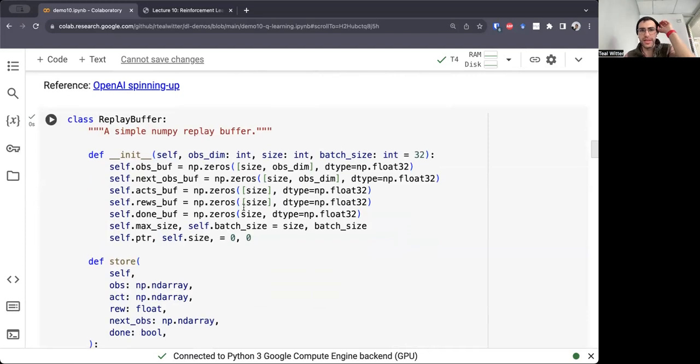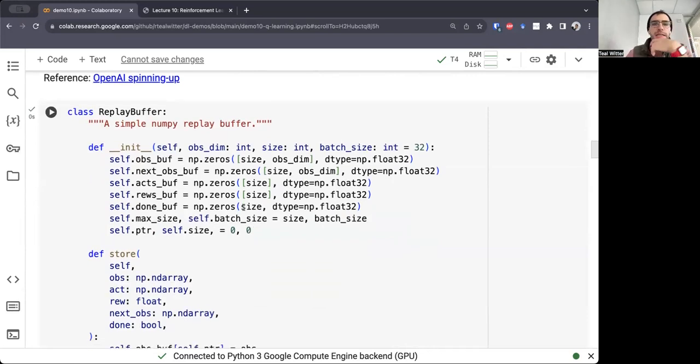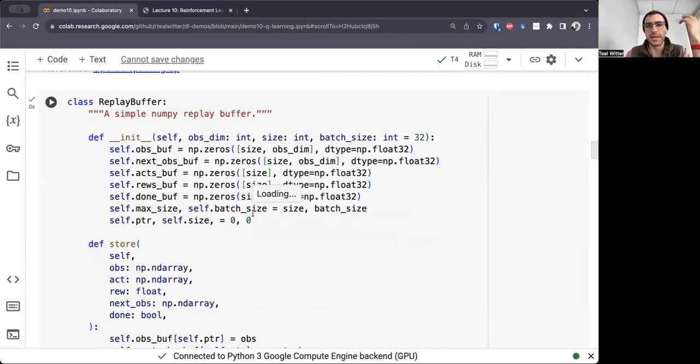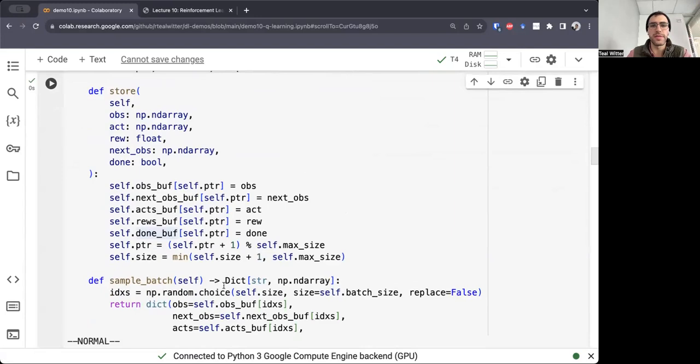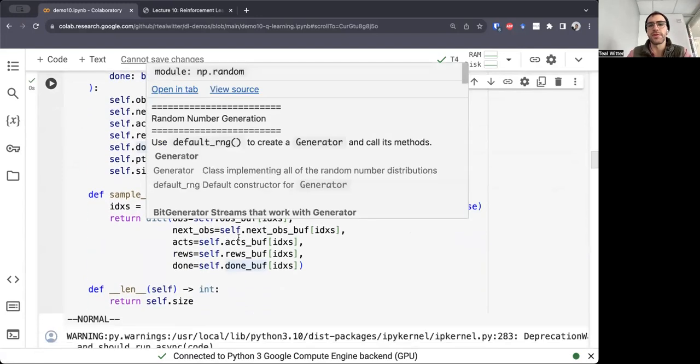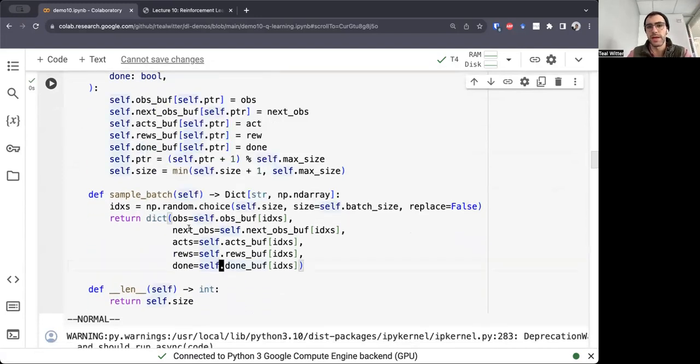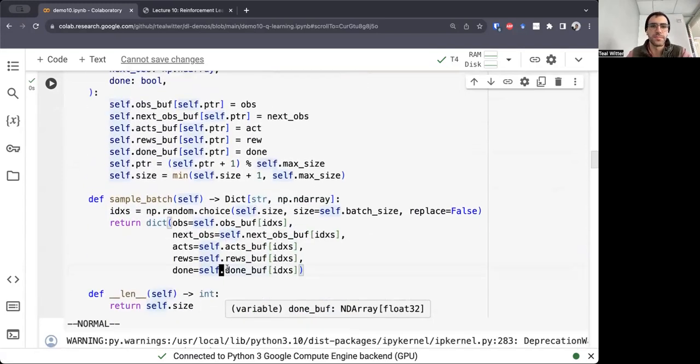The first thing we'll do is define this replay buffer. Really the thing it's doing is keeping track of the actions that we take, the rewards that we get, the current state, and the next state that we get, and then whether we're done. We're going to store all of this information, and then we'll have a function for sampling a random selection of these.